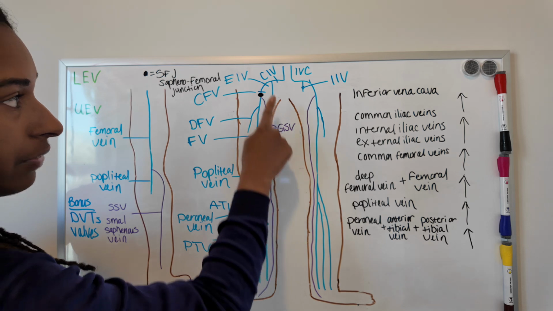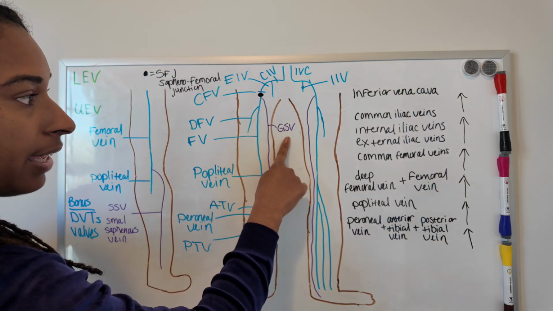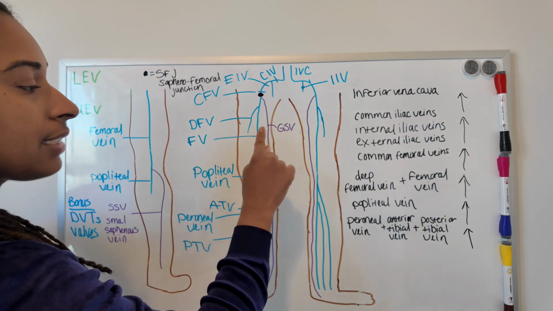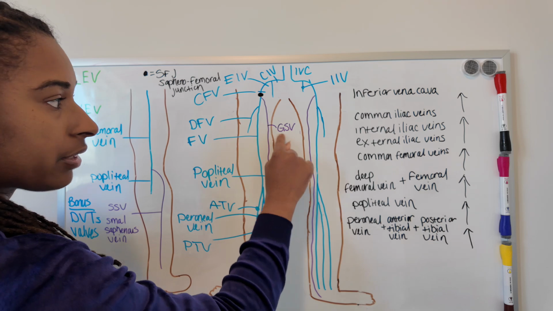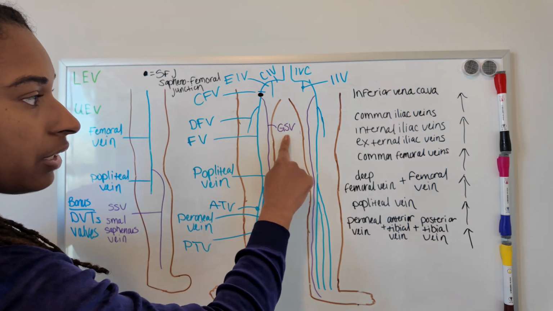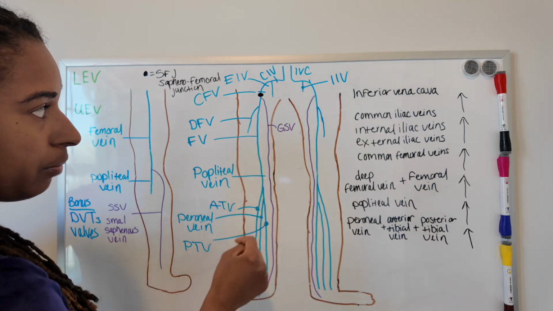The reason that I have it a different color than the rest, because this is a superficial vein. Okay, superficial vein. It is not a deep vein. Okay, so when blood clots are in the greater saphenous vein, we aren't as concerned about them as if they're in the deep system veins, which is going to be everything here in blue.